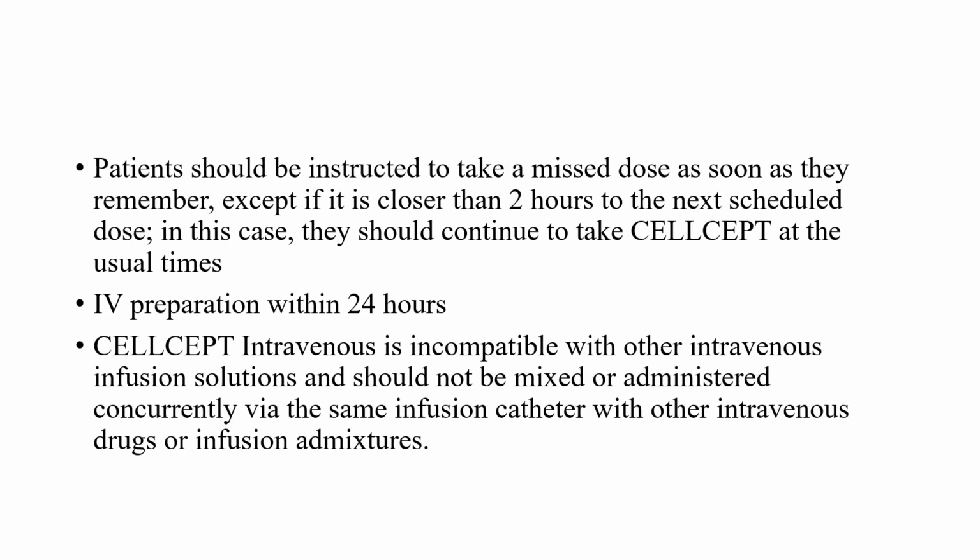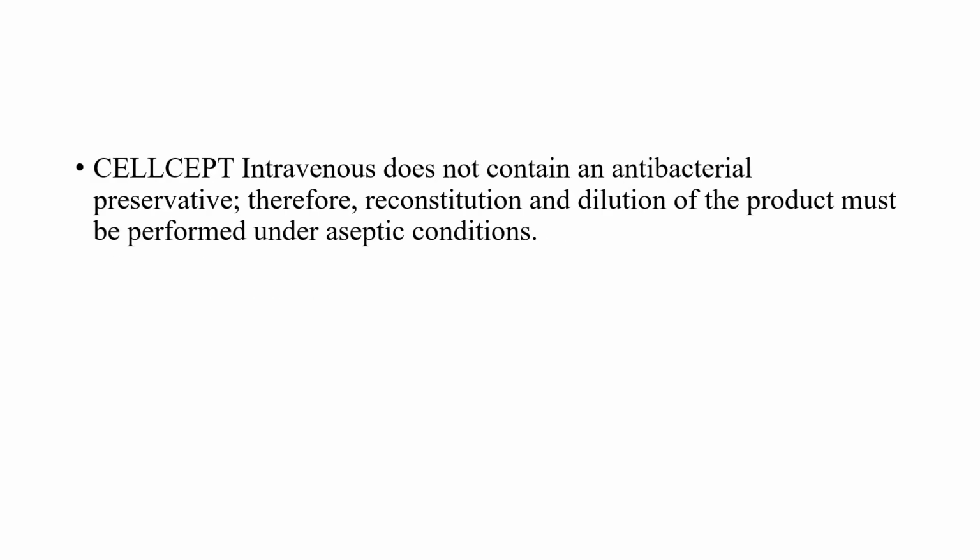If you miss a dose of CellCept, it should be taken as early as possible. But if the next dose is within 2 hours, then you can skip that. Otherwise, you should take it when you have missed a dose. The oral preparations are given as soon as the patient undergoes transplant, while IV preparations are usually started within 24 hours. CellCept intravenous infusion is incompatible with other intravenous infusion solutions and should not be mixed or administered concurrently via the same infusion catheter with other intravenous drugs or infusion admixtures.